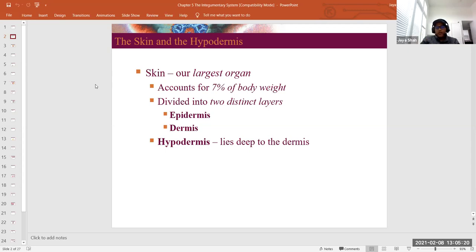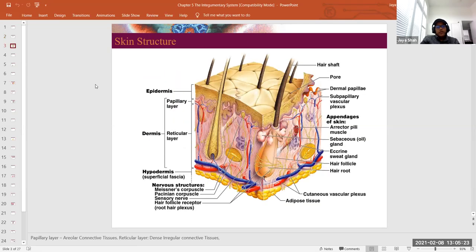superficial fascia, okay? So let's see, here is skin. Pay attention here. Go over it for 1 minute and read all the terminologies. So go this way. You have dermis here, then the upper part epidermis and hypodermis. And then in the skin, you have nervous structures and appendages. So just read those names one time. Spend 1 minute and then I will go over it.